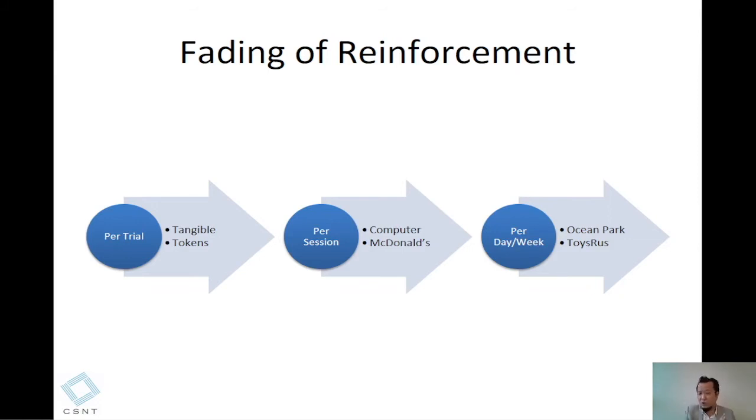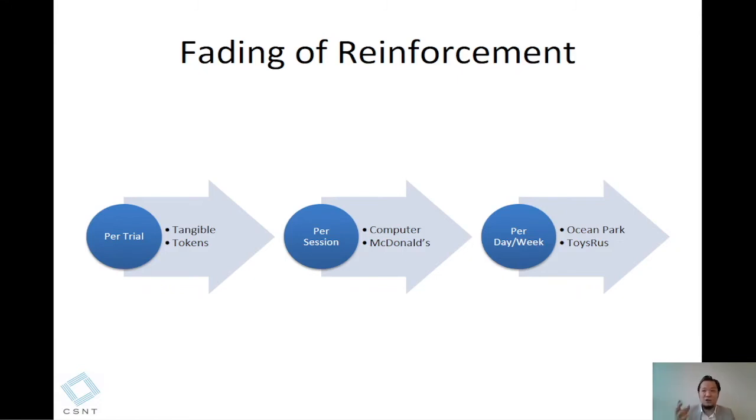So we go from per trial reinforcement, every single trial getting a token or tangible, to maybe we're now earning stars. We're going to earn a star for every 15 minutes, let's say for keeping your hands to yourself. At the end of the session, if you have 5 stars, we will report it back to mom. Mom will take you to McDonald's, or you get extra computer time at home. So now we went from per trial to per session.